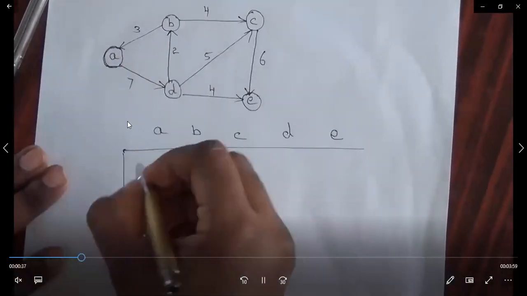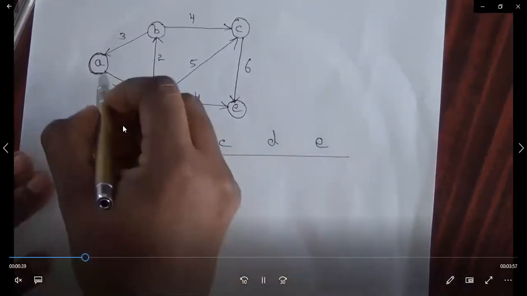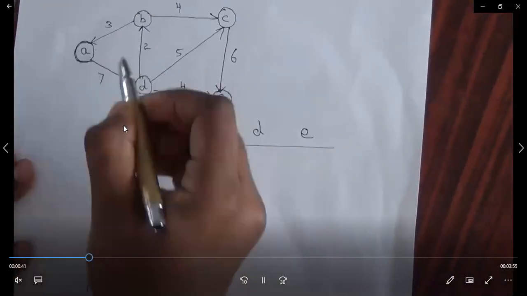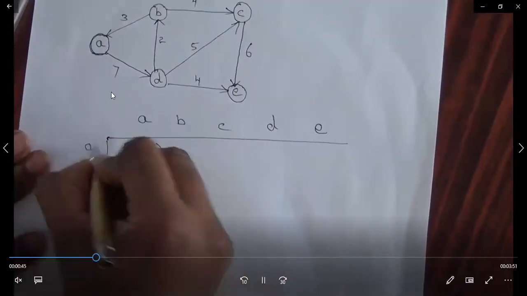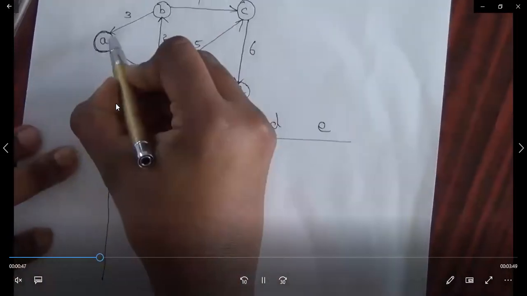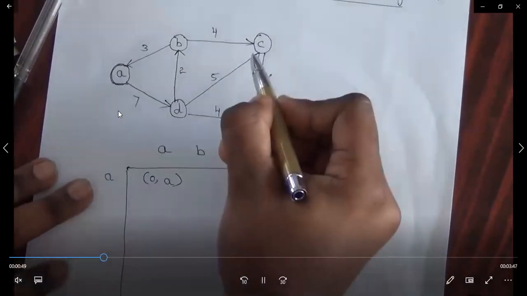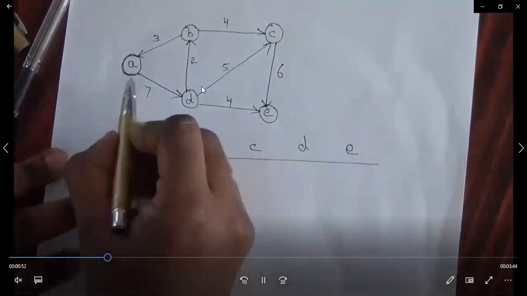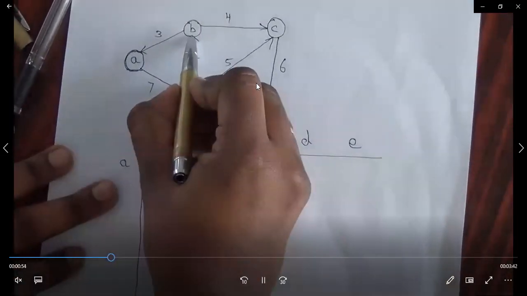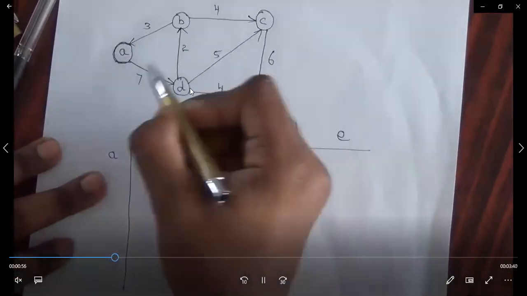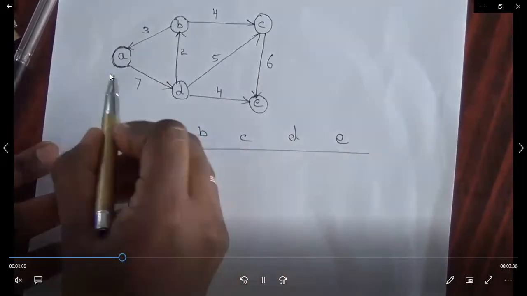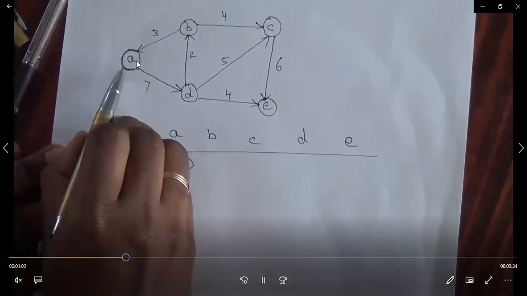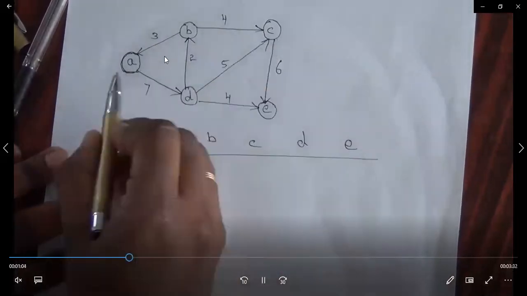You take vertex A and see its adjacency. A to B is not there, A to C is not there. See the direction also: B to A is there, but A to B is not there. So A doesn't have an adjacent vertex.